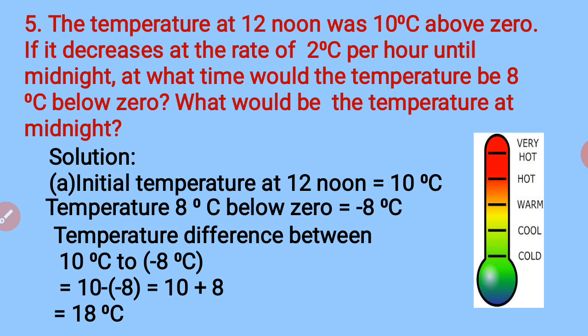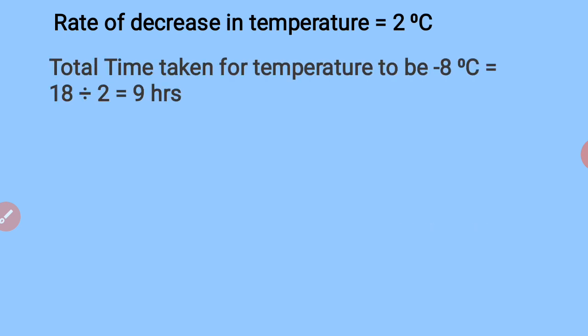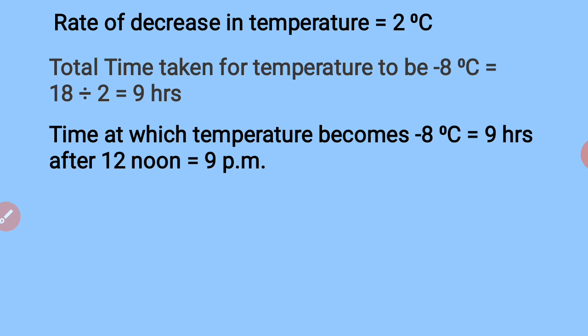Children, in 1 hour the temperature reduces by 2. So in how much time will it reduce by 18? It will be the division of 18 and 2, that is 18 divided by 2, and 9 hours. We started from 12 noon. 9 hours after that it will be 9 p.m. So the temperature at 9 p.m. will be minus 8 degree Celsius.